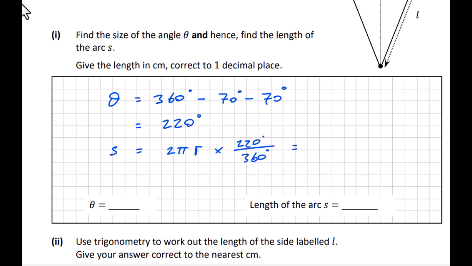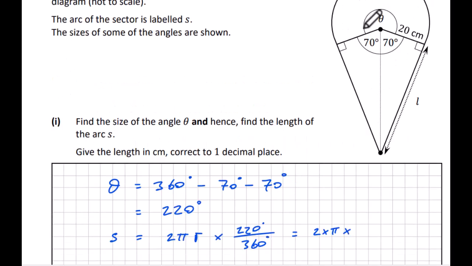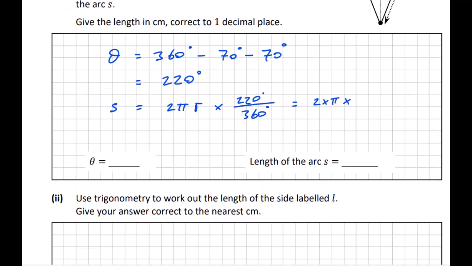It's 2 times pi times the radius. The radius here is 20 centimeters. That's the radius of our circle there. So we multiply it by 20, and then we multiply that by 220 over 360 degrees. When you do all of that, it's just calculator work, you get 76.7944, and so on. So our theta is 220 degrees, that's fine.